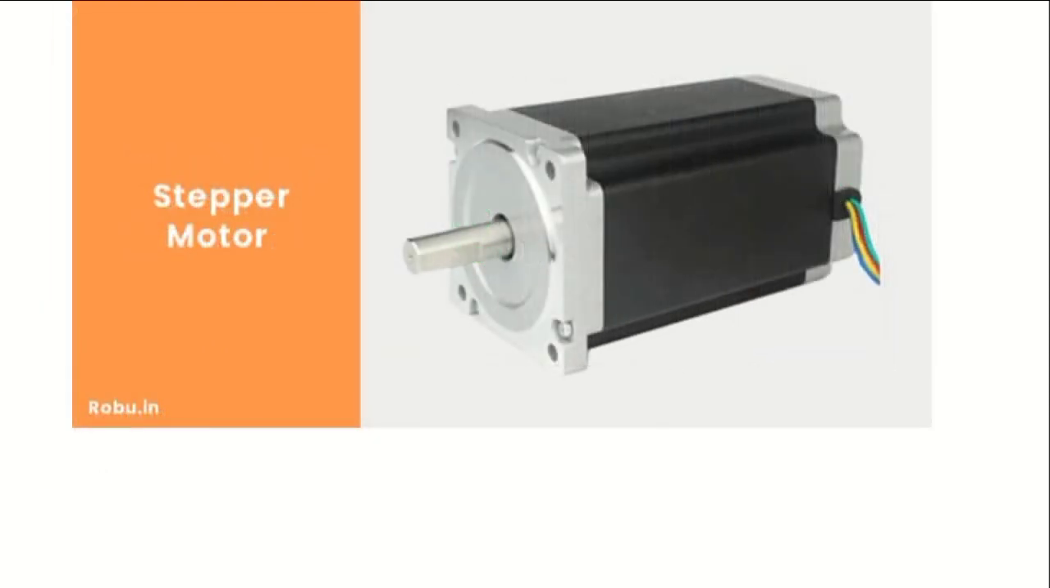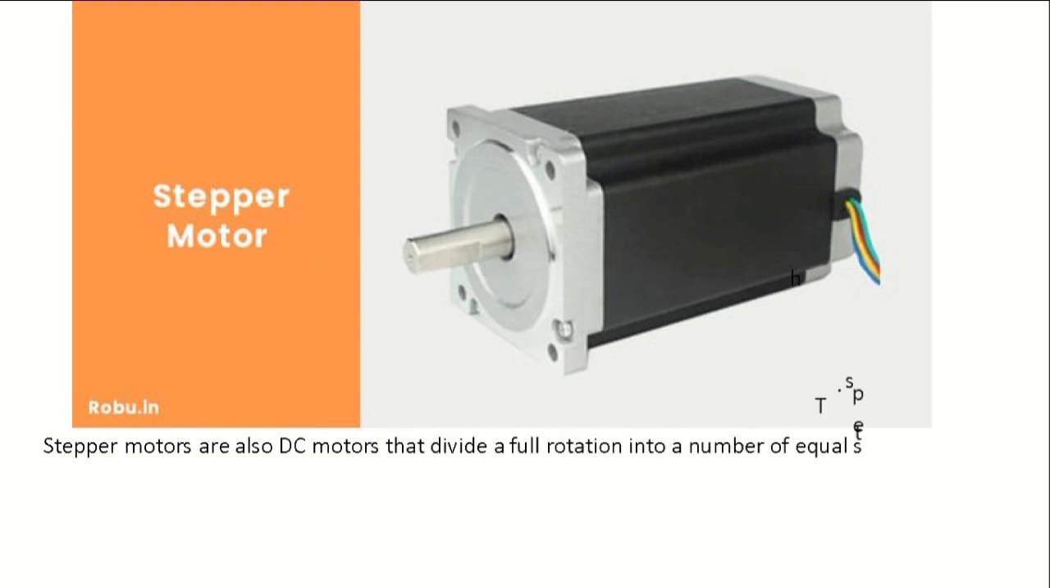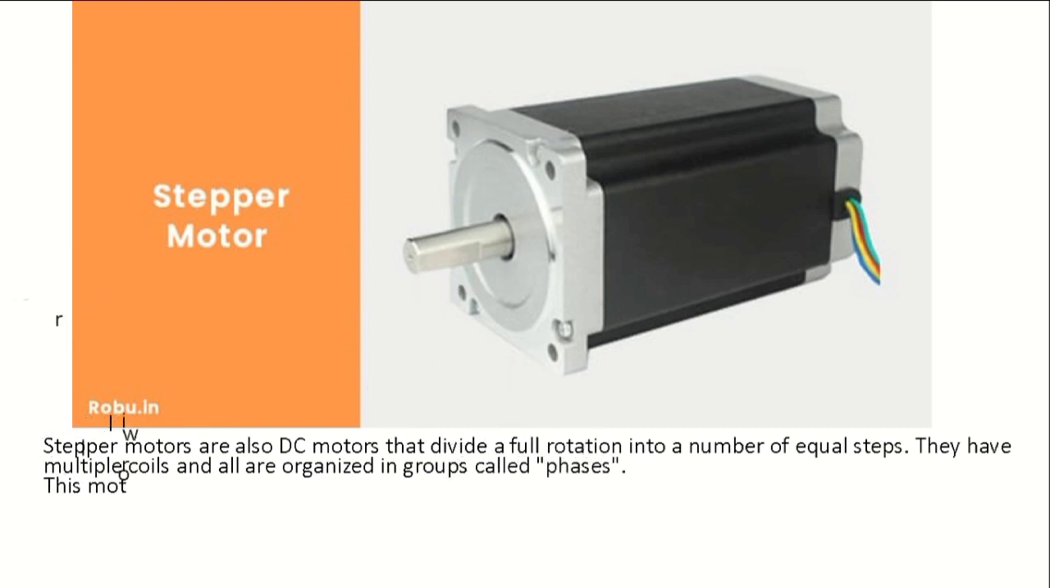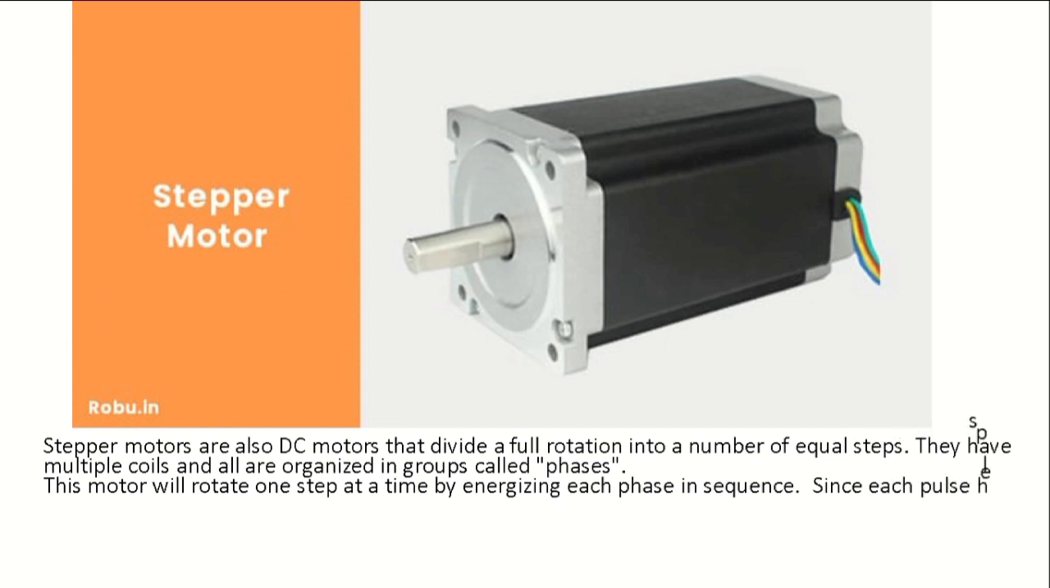Stepper motor. Stepper motors are also DC motors that divide a full rotation into a number of equal steps. They have multiple coils and all are organized in groups called phases. This motor will rotate one step at a time by energizing each phase in sequence, since each pulse helps the motor to rotate at a precise angle like 1.8 degrees.